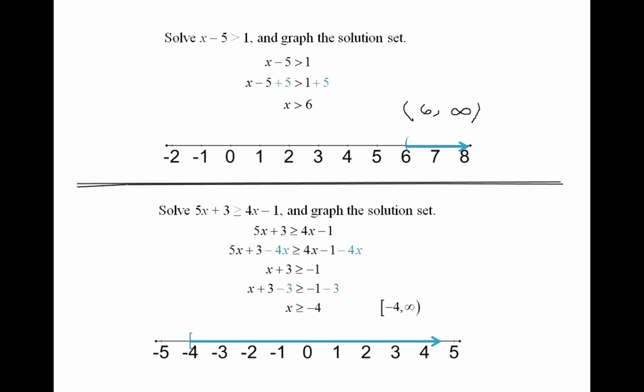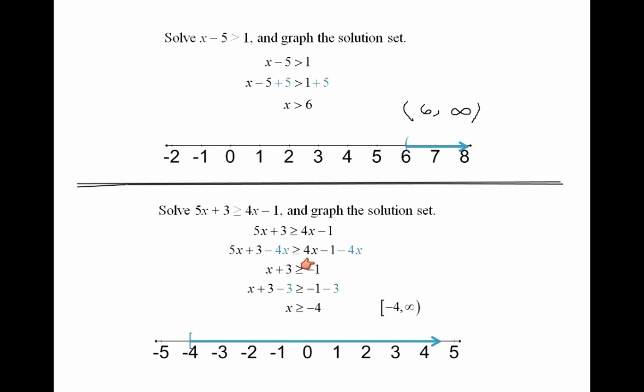Next example, 5x plus 3 greater than or equal to 4x minus 1. I want to isolate the variable x, so I can subtract 4x from both sides. So you get 5x minus 4x, that'll give you x. You notice that I moved the smaller x to where the larger x is located to avoid having a negative coefficient. If you get a negative coefficient, then you have to divide both sides of the inequality by a negative, and you have to remember to change the direction of the inequality.